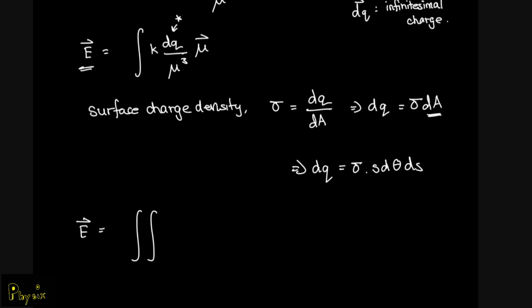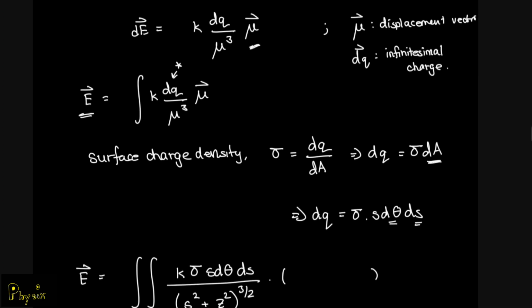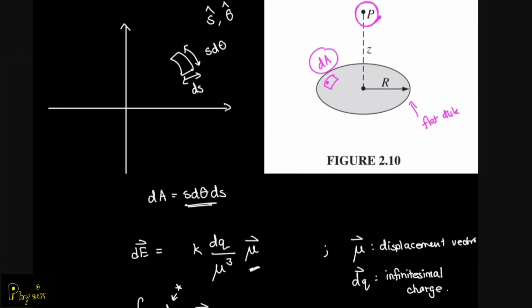All right, now plugging these things into the total electric field E, we get that the total electric field is basically the double integral, since we have two variables d theta and ds, the double integral of k sigma s d theta ds over s squared plus z squared all to the power 3 over 2 times this vector mu over here. Now, before I write down the vector mu, let's try to find out what it truly is in this case. The vector mu is basically pointing from this position where you have the dA towards point P.